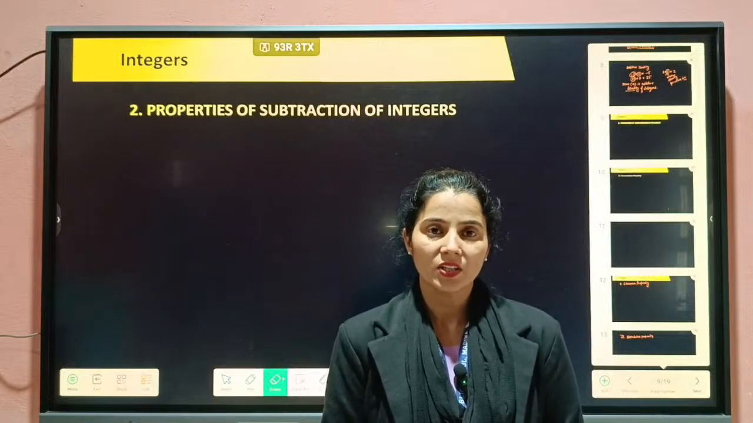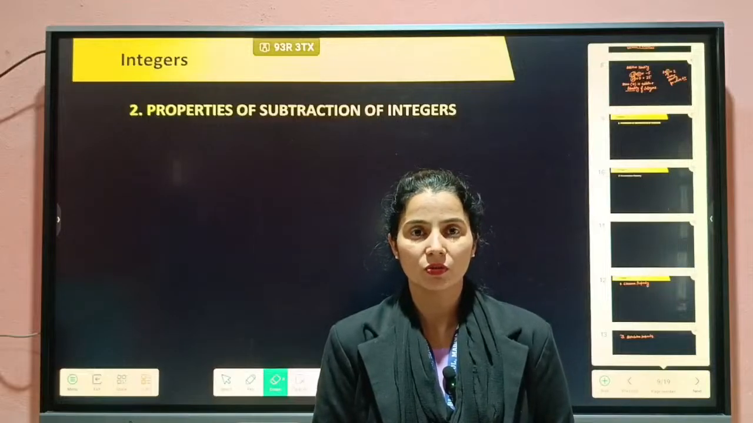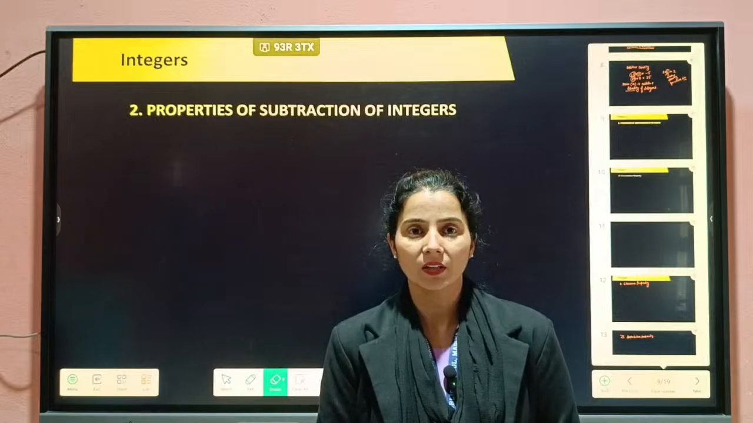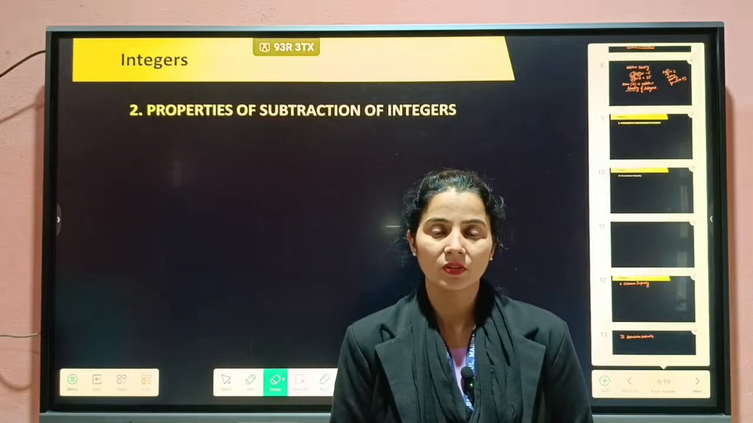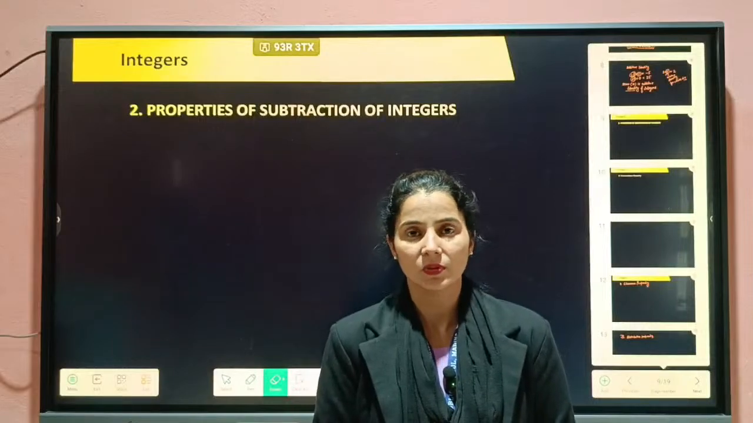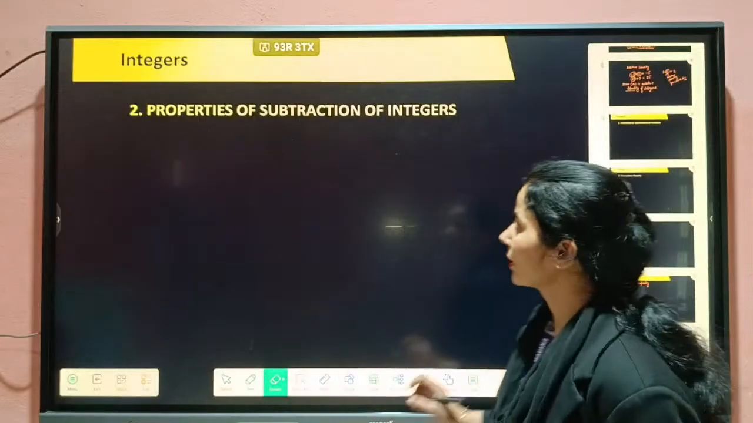Under addition, what properties did we discuss? Closure property, commutative property, associative property, and additive identity. These four properties we have already discussed. Now we are going to discuss similar properties under the operation subtraction. So let us see what the first property is.